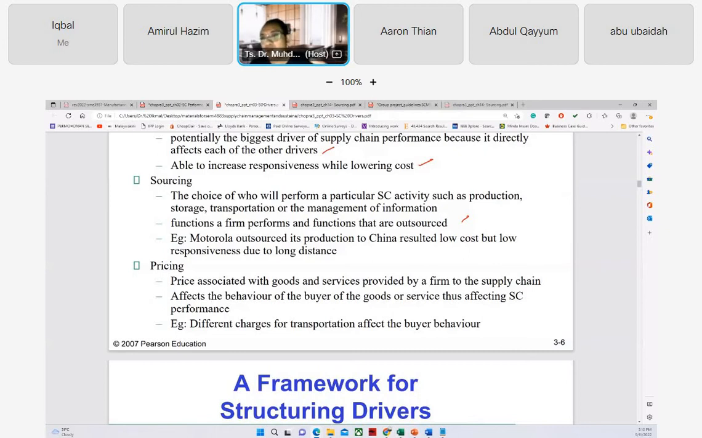So when you go for a third party, when you go outsourcing, yes, you can sometimes reduce the cost, but then responsiveness will be quite slow because of long distance, for example. So you have to make a choice. In making a decision, which course are you going to go for?